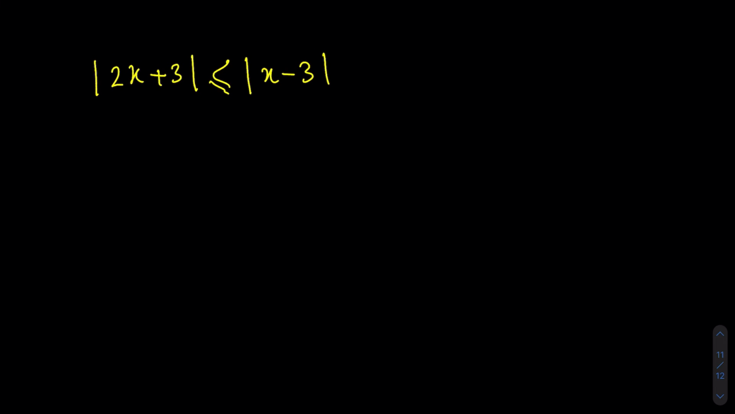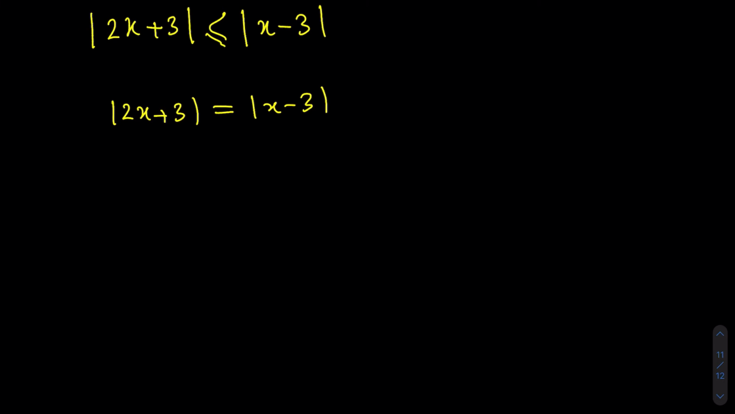So again, the first step is to consider this inequality as equality. So we change the sign to equality. So we rewrite it again: 2x + 3 = x - 3.